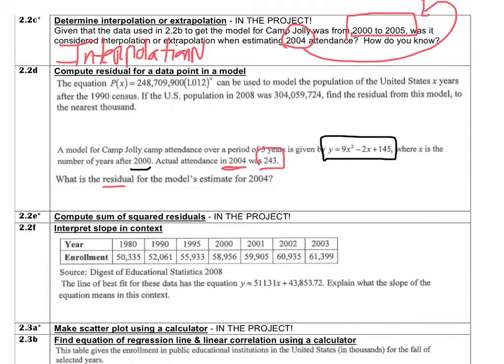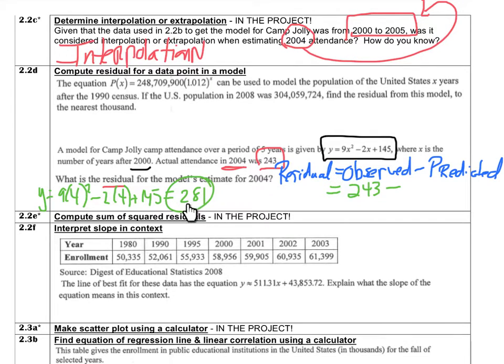So remember the definition of residual. Residual is observed minus predicted. Now in 2004 they actually observed 243 people were there, so we know this amount. So let's go ahead and fill that in. So for the residual, it's going to be 243 minus the prediction. We did find the prediction on the earlier learning objective, and what we did, remember, was just put in 4 for X. And remember, our prediction was 281.